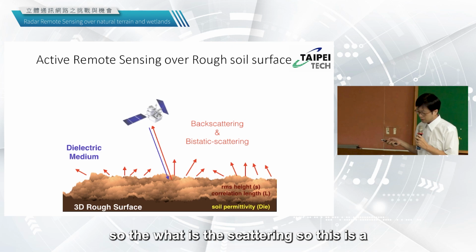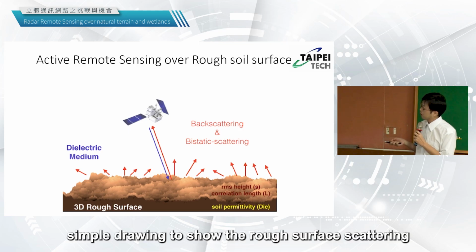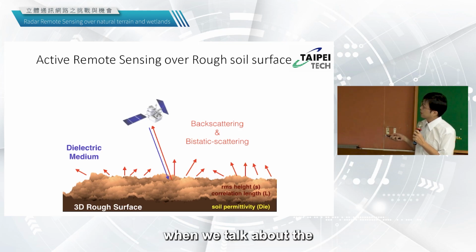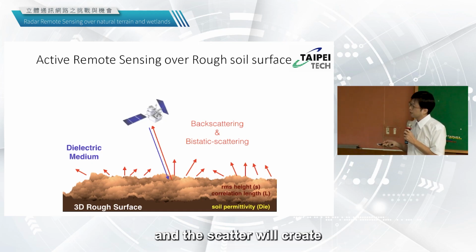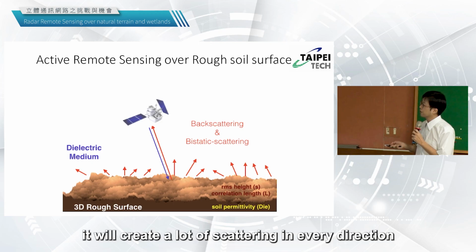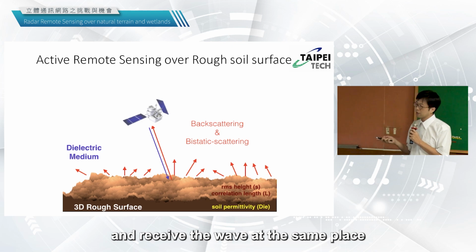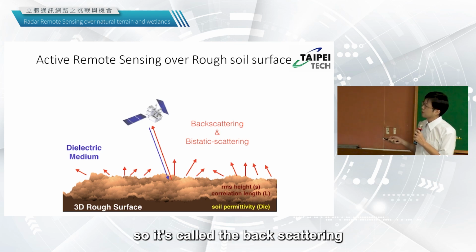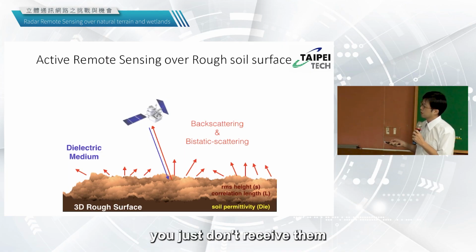So what is scattering? This is a simple drawing to show rough surface scattering. When we talk about radar, it means the sensor shines a wave down to the scatterer. The scatterer will create a lot of scattering in every direction. Usually your satellite will shine the wave and receive the wave at the same place, so it's called backscattering. However, the scattering actually goes into many directions. You just don't receive them.